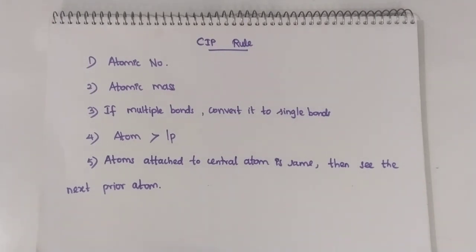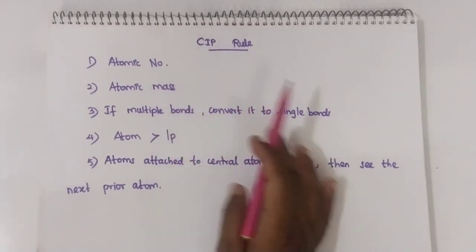It is very simple. It is based on the CIP rule. We are going to predict whether the given substance is R configuration or S configuration based on the CIP rule. So what the CIP rule states is you have to give the priority based on atomic number.